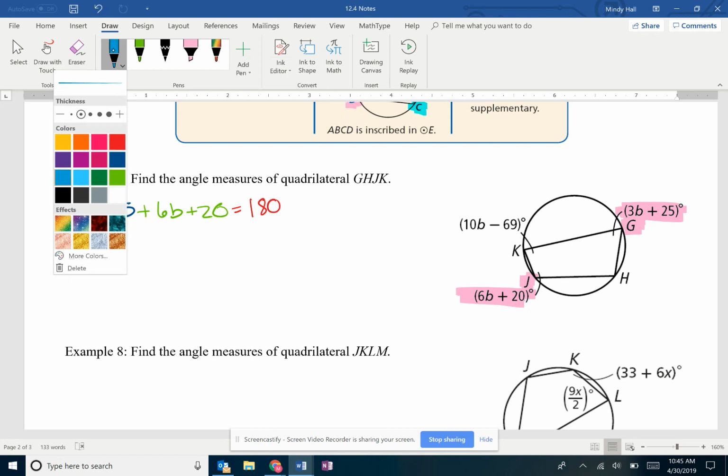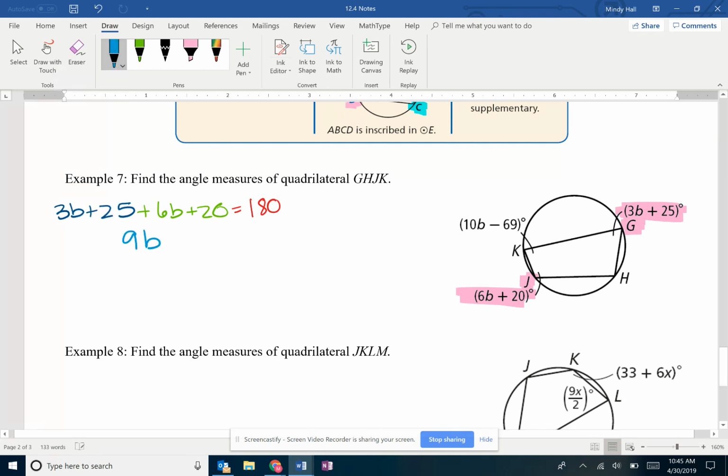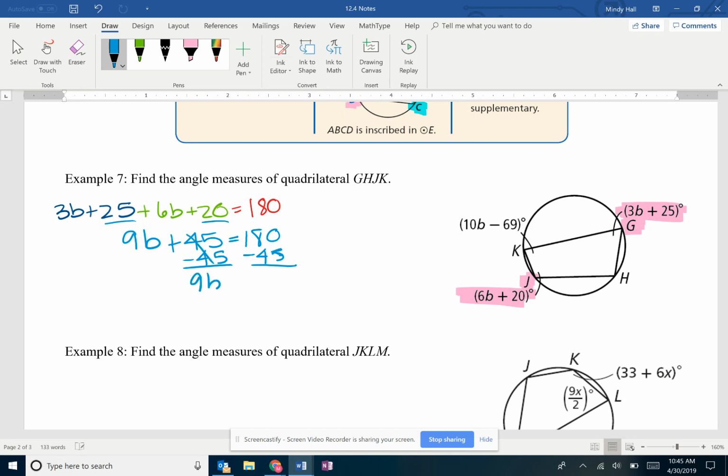So then you're just combining like terms. 3B plus 6B is 9B. 25 plus 20 is 45. So then to solve this, I would subtract 45, and then we'd have 9B equals 135. When we divide by 9, we get that B equals 15 degrees. Even though it's tempting to say, yay, I'm done, now you have to actually plug it in. Because we want to find the measure of each angle, we're going to plug it in for all of them.